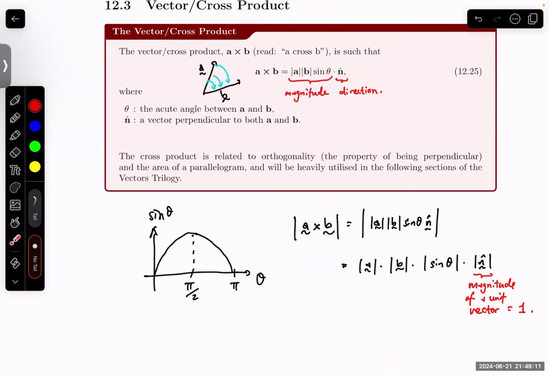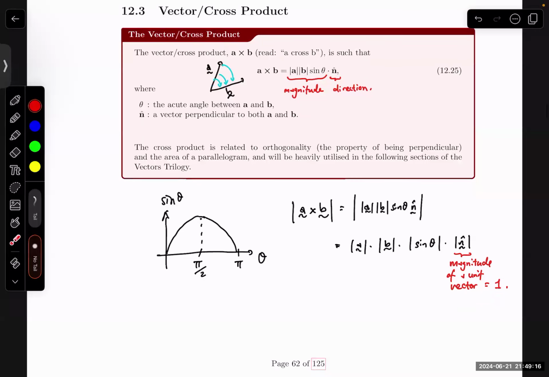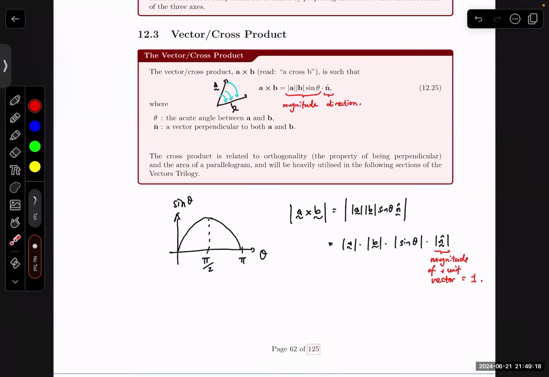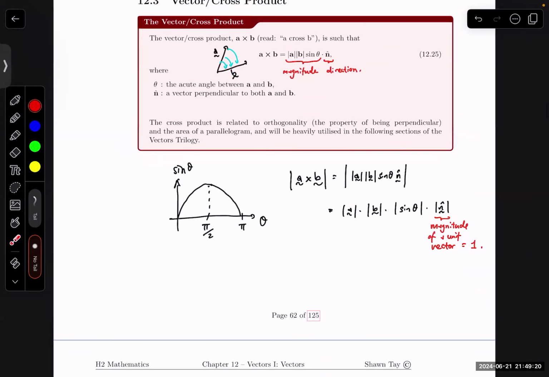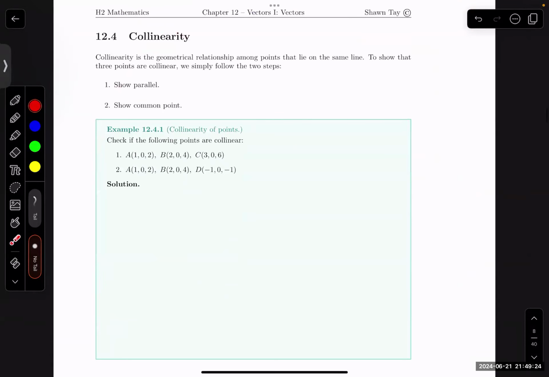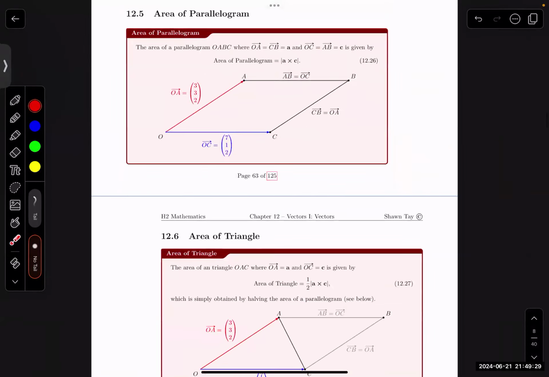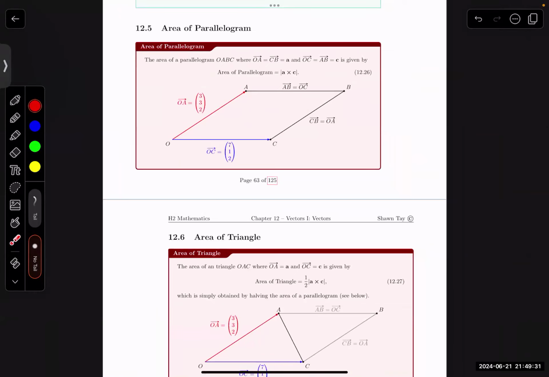Okay, so this is dot product and cross product. Let's see how we can use them. So first thing is, sorry, let me skip this part first. Let's go on to this. Area of parallelogram and area of triangle.